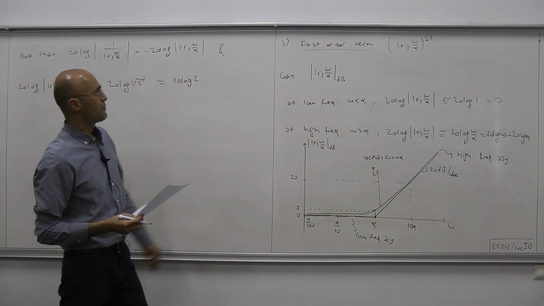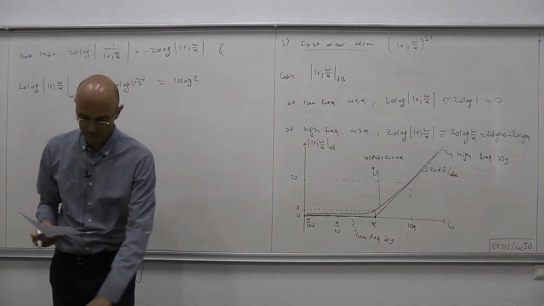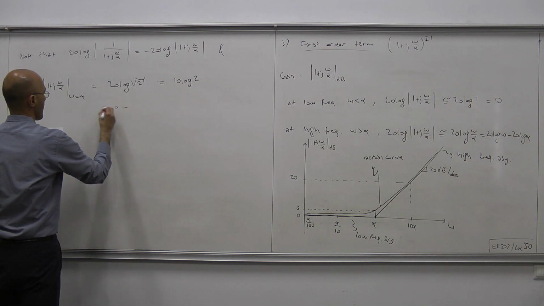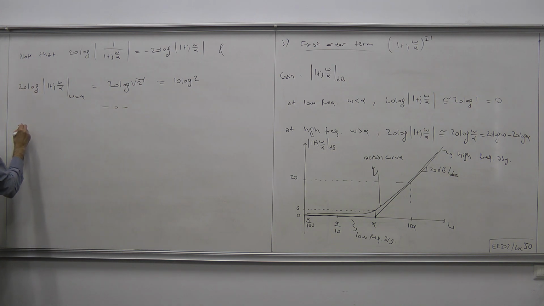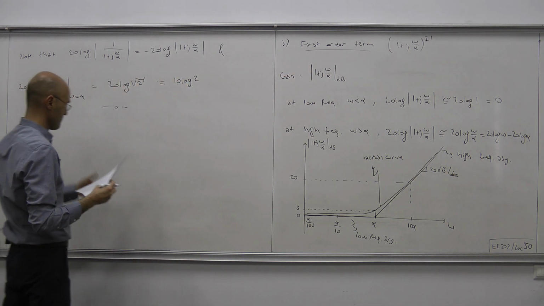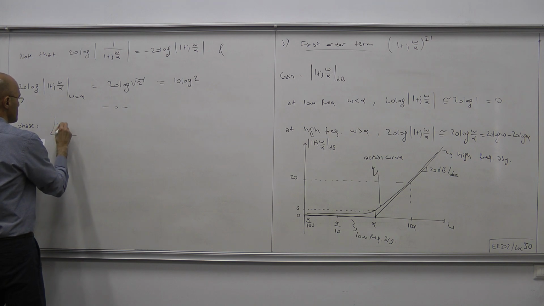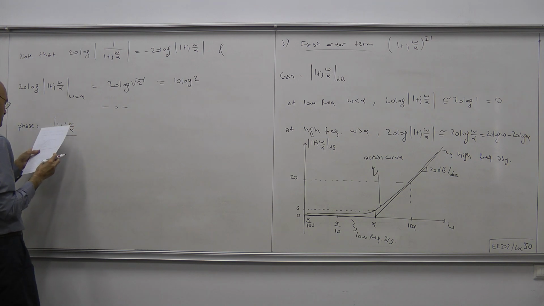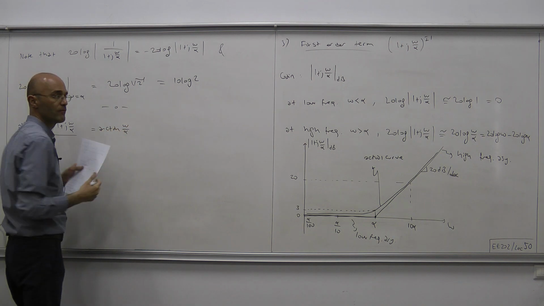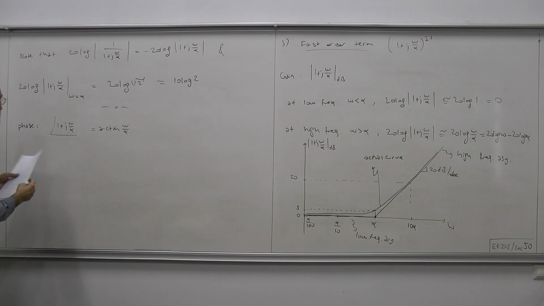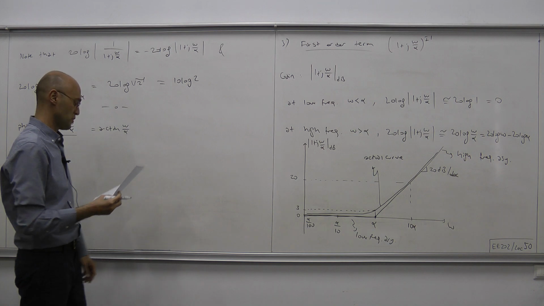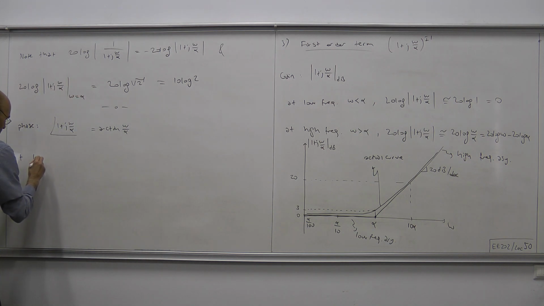Okay, now let's also say a few things about the phase of the first order term, 1 plus j omega over alpha. And that's arc tangent omega over alpha. Now, again, we will talk about the asymptotes at low frequencies.